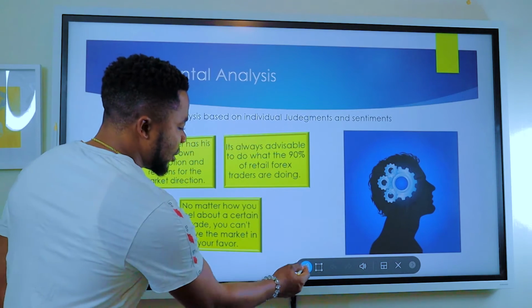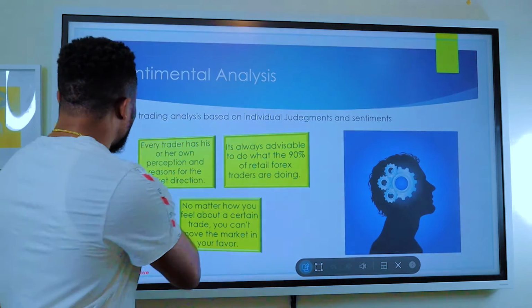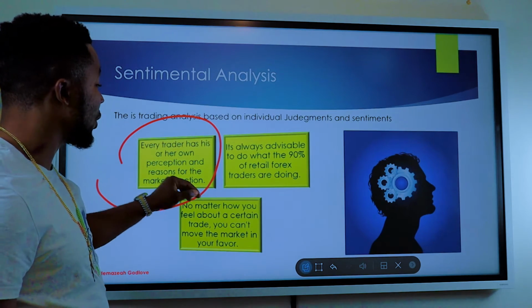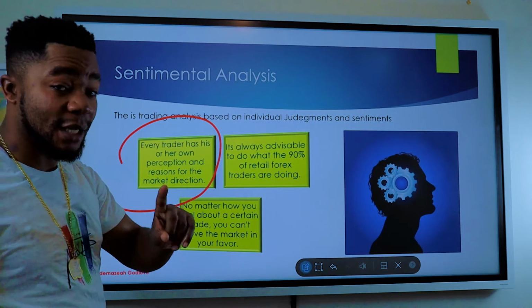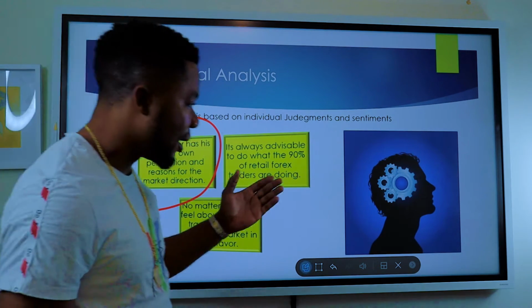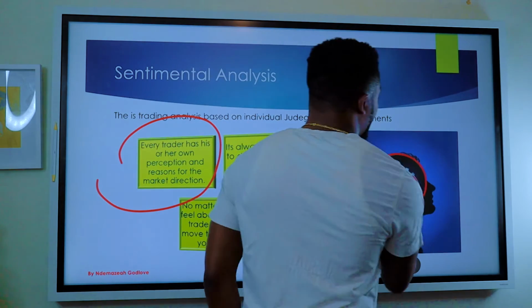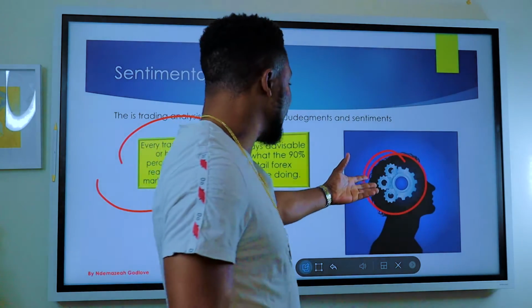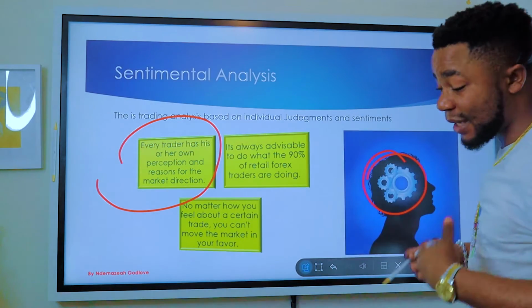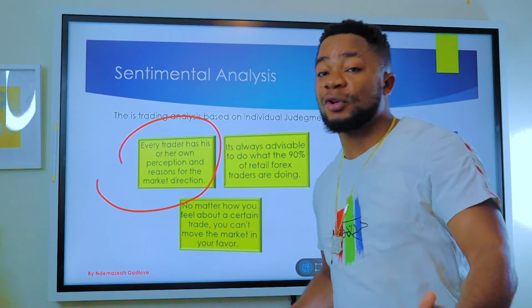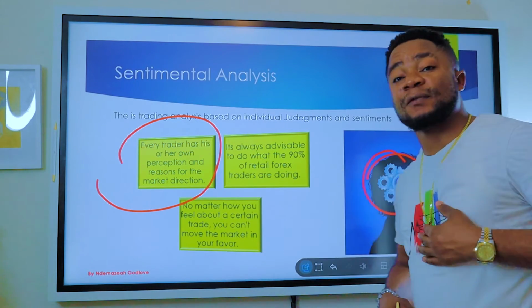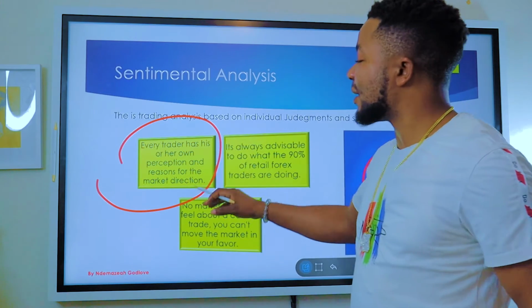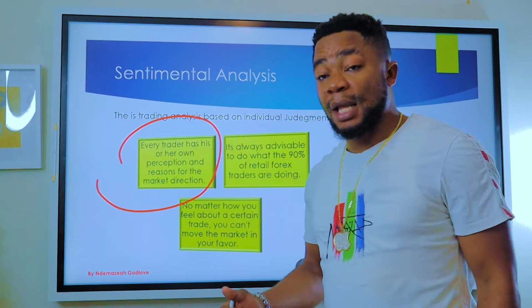They say every trader has his or her own perception and reasons for the market direction. I've already spoken about that. When we're talking about sentimental analysis, you see this machine in the human brain. This same system will be purely different from your system. Your own system will be purely different from my system. That is why they say every trader has his or her own perception and reasons for the market direction.